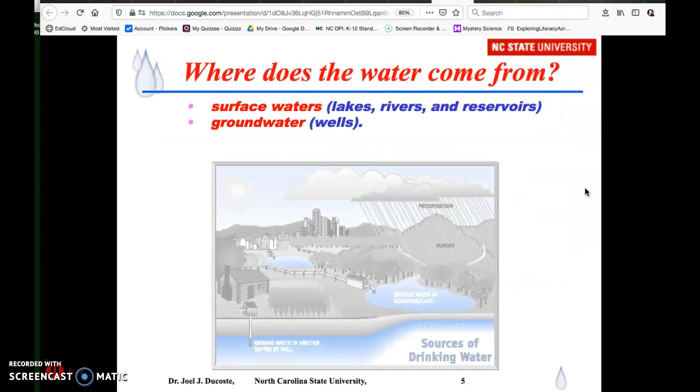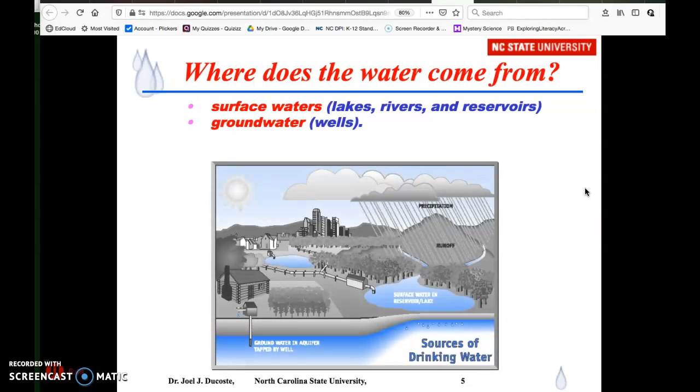Where does the water come from? We've talked about this, so we're talking our freshwater sources. We have freshwater in glaciers, which is not listed here, or frozen ice. But as far as where our drinking water comes from, we get it from our surface water and our groundwater. Our surface water includes lakes, rivers, and reservoirs. Groundwater includes wells. And we can also get it through precipitation and runoff as well, like our surface water.